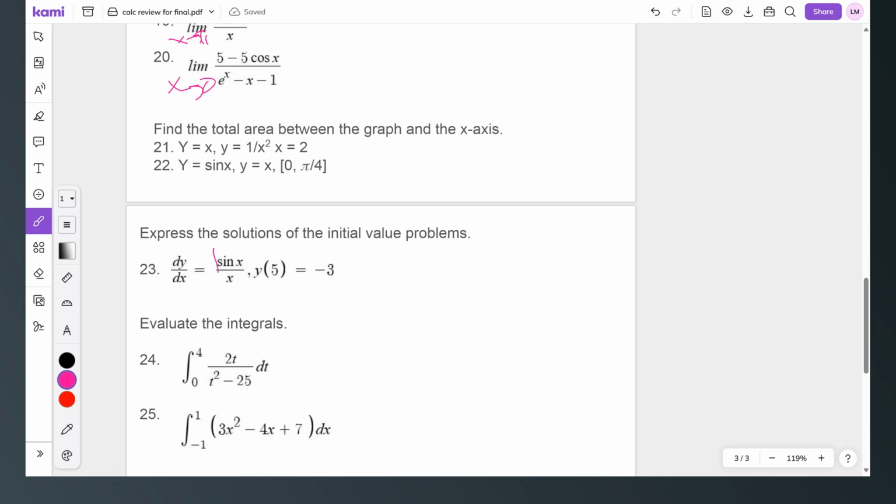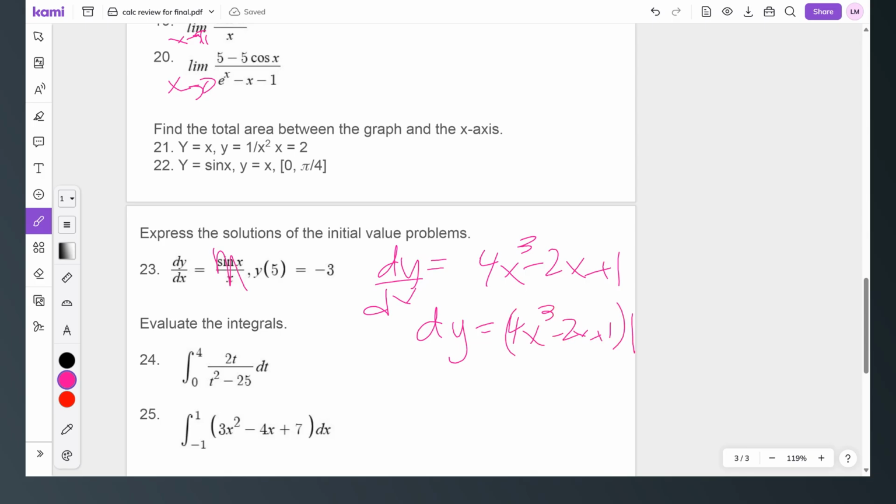I did change this problem and I put it on Canvas because that one is not nice. And I got that one straight out of the book. So I changed it. I'm not sure where they were going with that one, to be honest. Let me see what I changed it to. So I changed it to dy dx equals 4x cubed minus 2x plus 1. So you have to integrate this. So dy equals 4x cubed minus 2x plus 1 dx. I integrate both sides. This gives me y over here. Then I integrate that. I get a plus c. Then I plug in the 0.5, negative 3 to find c, and then I can rewrite the entire equation.